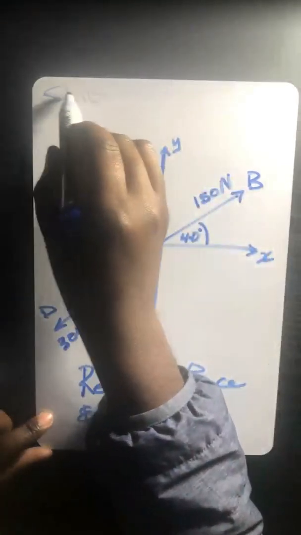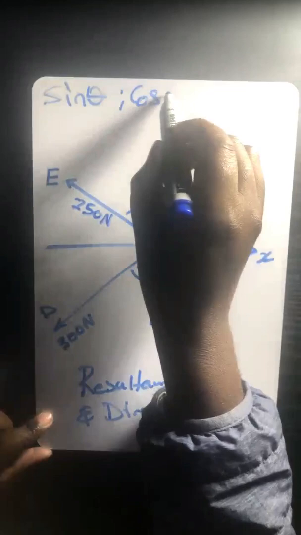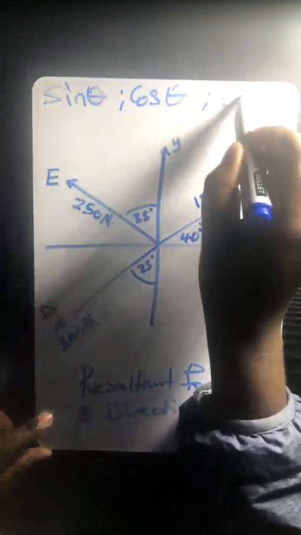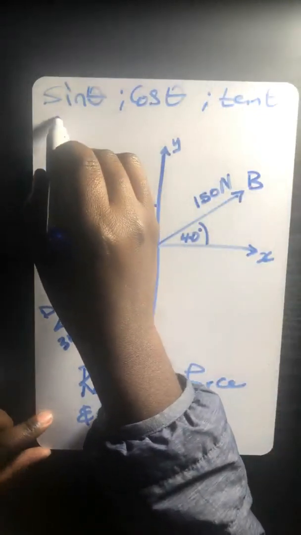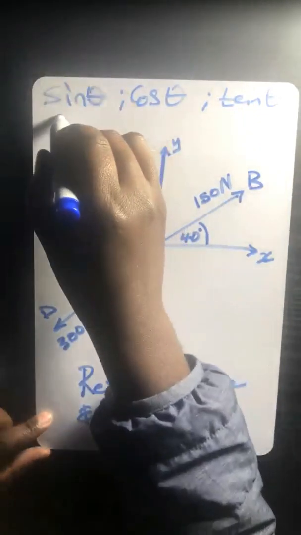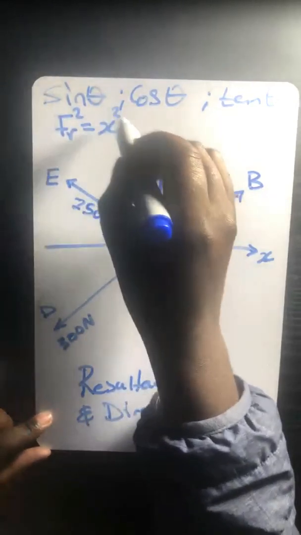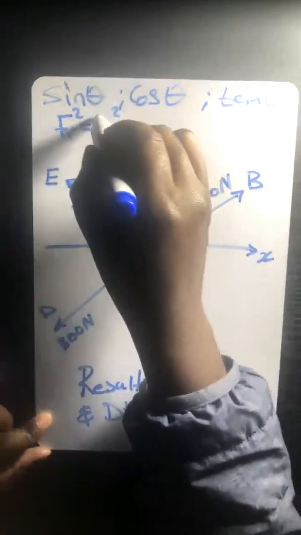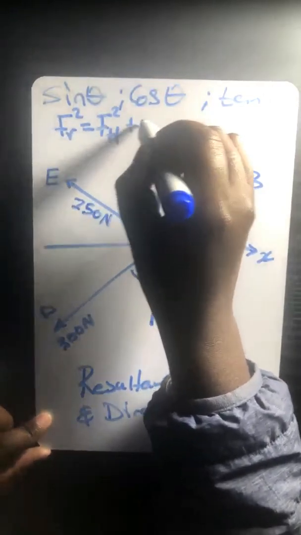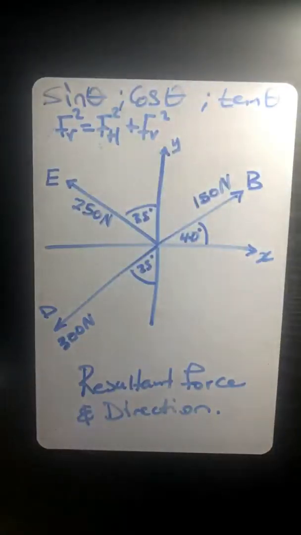Let's see, you're going to need sine angle, cos angle, and tan angle. And most importantly, we know the formula for the resultant force in this case is F_R squared equals forces horizontal plus forces vertical, squared. So 1, 2, 3, 4 are the tools that you will need.